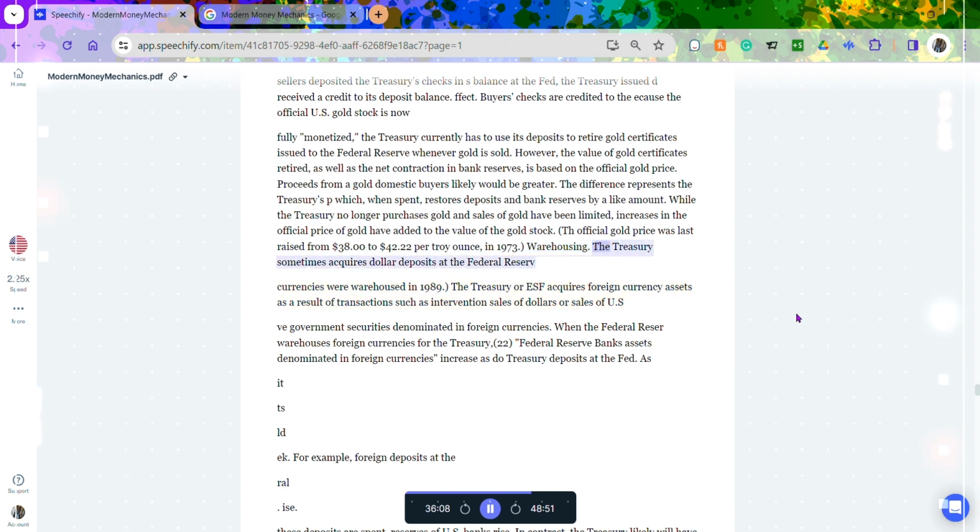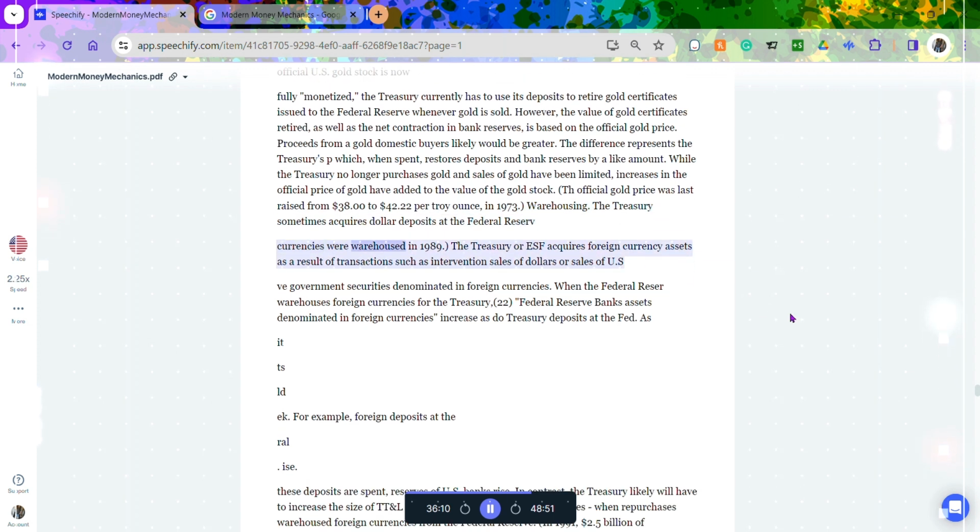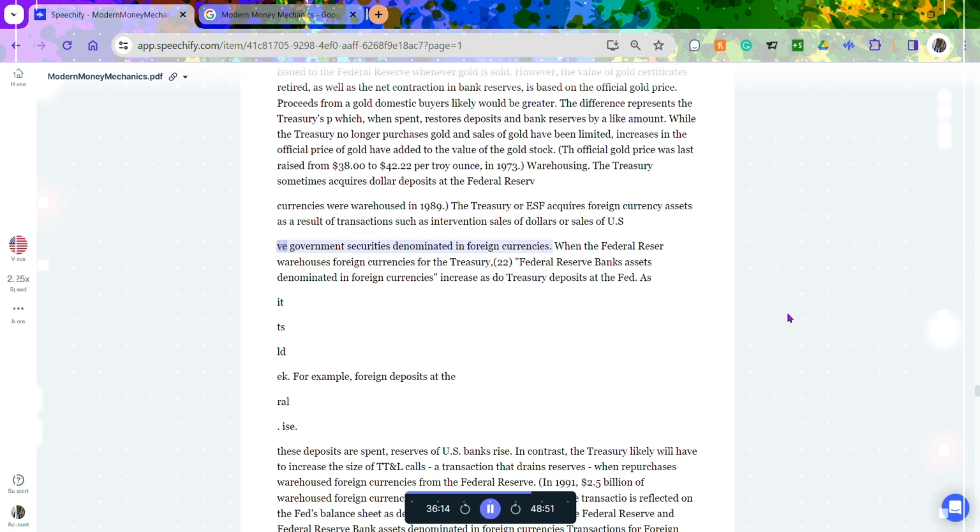Warehousing. The Treasury sometimes acquires foreign currencies, which were warehoused in 1989. The Treasury or ESF acquires foreign currency assets as a result of transactions such as intervention sales of dollars or sales of U.S. government securities denominated in foreign currencies. When the Federal Reserve warehouses foreign currencies for the Treasury, Federal Reserve Bank assets denominated in foreign currencies increase, as do Treasury deposits at the Fed.